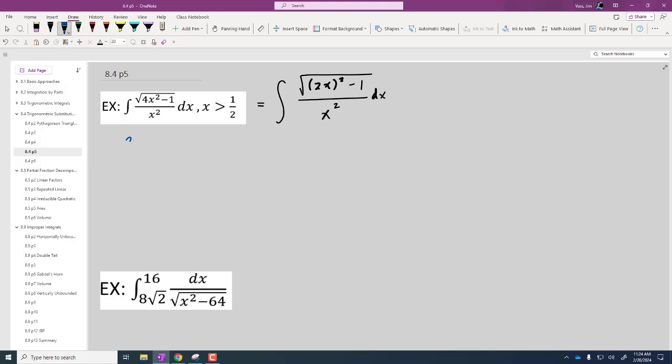So we're going to let 2x equal secant of theta. And then take the derivative of both sides. So the derivative of the left is 2, so we'll have 2 dx. Derivative of secant is secant theta tangent theta times d theta. Not bad.